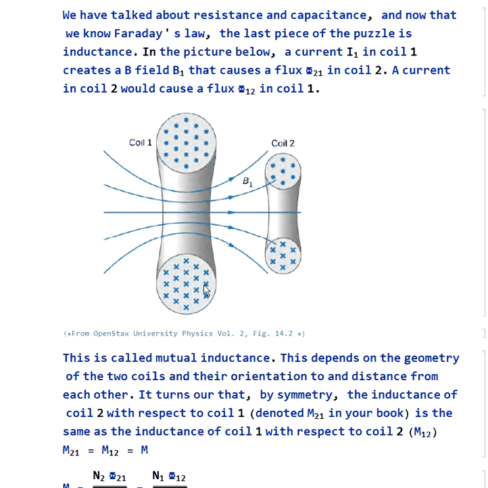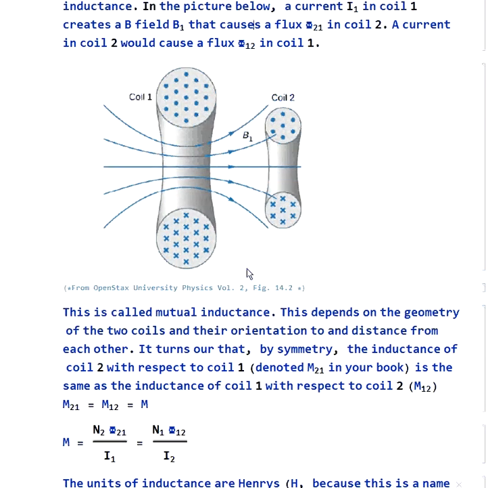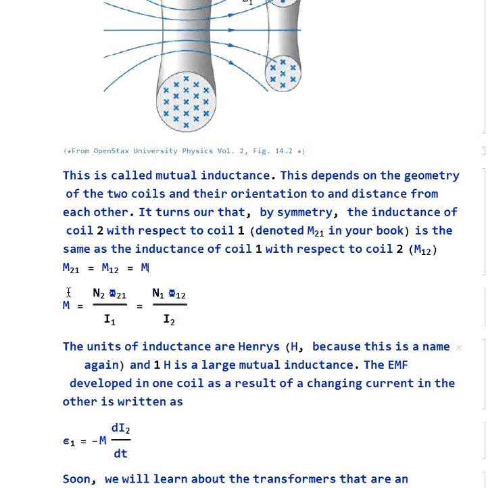It depends on the geometry of the coils and their orientation to each other and their distance from each other. And it turns out that by symmetry, the inductance of coil 2 with respect to coil 1 is the same as the inductance of coil 1 with respect to coil 2. Your book uses M21 and M12. We're not going to bother with it because they're both equal to the same thing, which we just call M. And that depends on, for example, the number of turns in one divided by the current in the other. And this flux between them is the linking part.